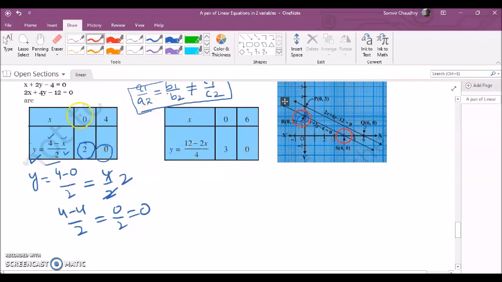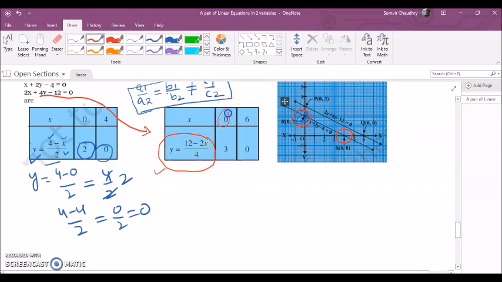Similarly, when we try to find the solution of this equation, it belongs to this table. Now, the same way, we keep y on the left hand side and the rest of the terms on the right hand side. Similarly, we try to find out the solution.